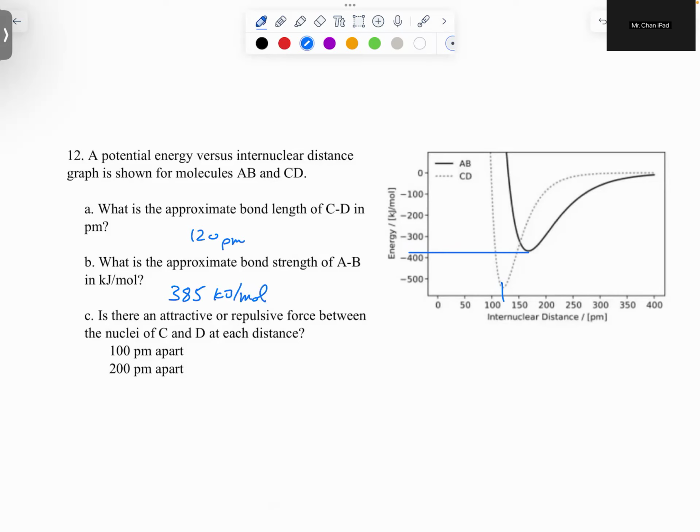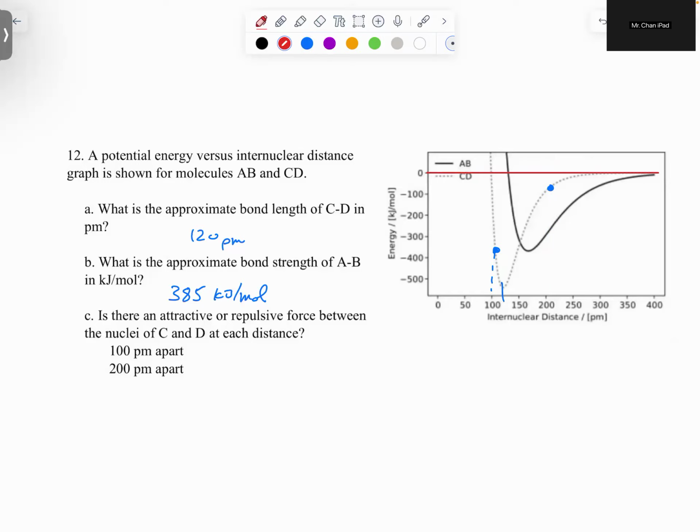Okay. And then C, is there an attractive or repulsive force between nuclei of C and D at each distance? So C and D, which means that we are looking at a dash line right here at 100 picometers apart. That means I'm looking at this point right here. 200 picometers apart, we are looking at somewhere right here. Okay, so is it attractive or repulsive force? Well, the good news is that 0 is right here.